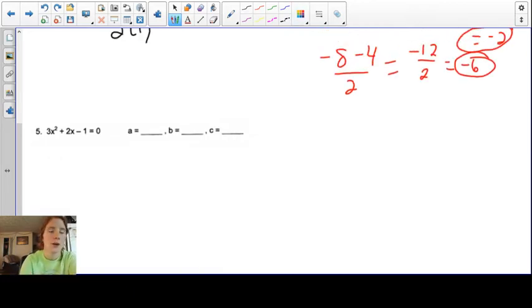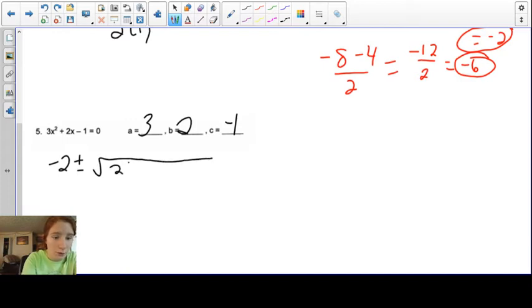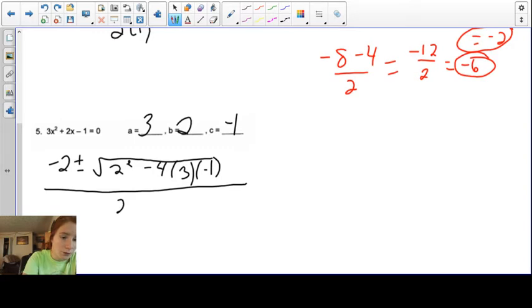Okay, so I have my A is 3. My B is 2. My C is negative 1. So I have negative 2 plus or minus the square root of 2 squared minus 4 times 3 times negative 1, all over 2 times 3.